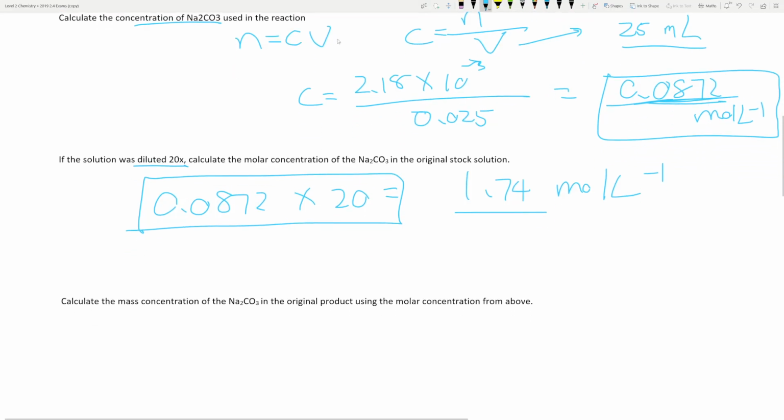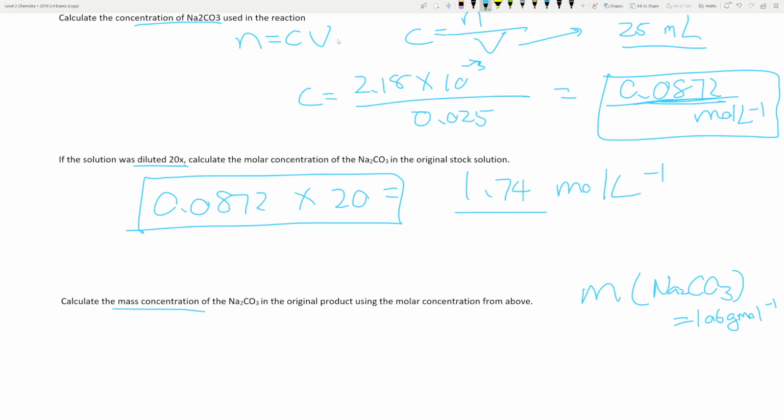And when it comes down to here, actually you need the molar mass. The molar mass of Na2CO3 from memory is 108. Let me just add that up really quick. 106, so the molar mass is 106 grams per mole. Okay, so this is the last conversion.